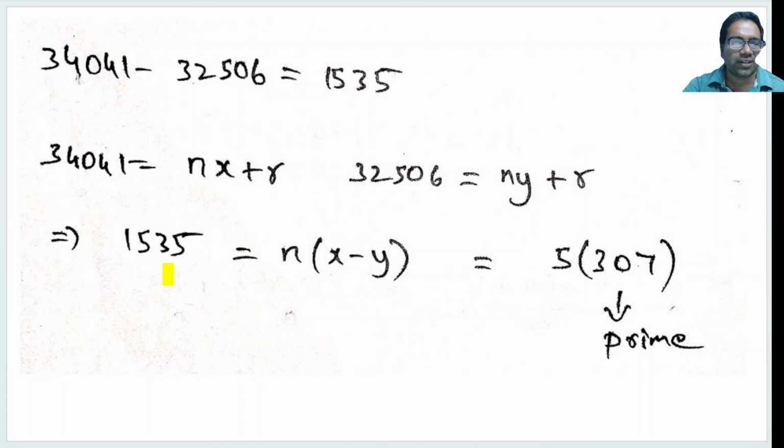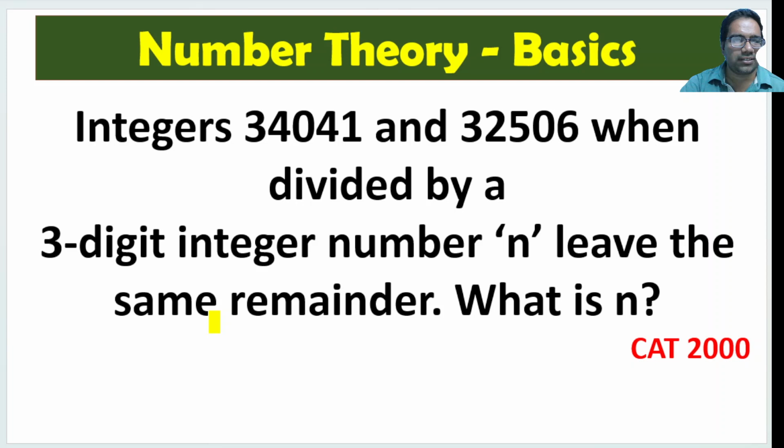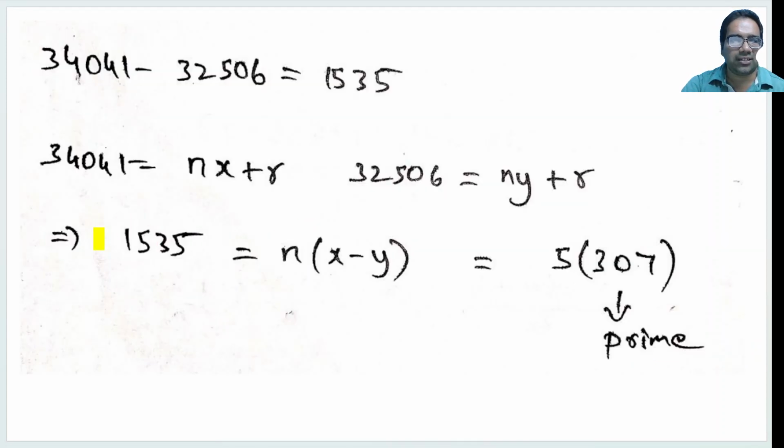Now, in 1535, clearly there is a 5. When you try to factorize, this becomes 5 into 307. Here 307 is a prime number, so there is no more breaking. 1535 we can write in only one way: 5 times 307. The question asks for the three-digit integer. There is only one three-digit integer that is a factor of 1535, and that is 307. So 307 is the only answer.